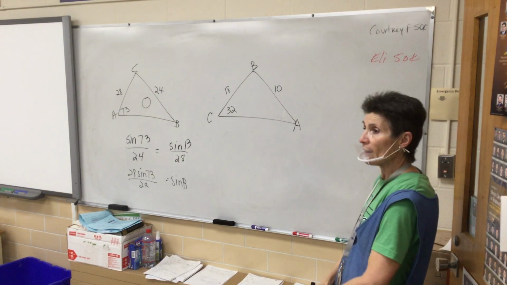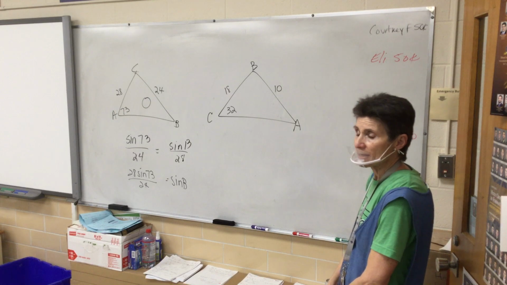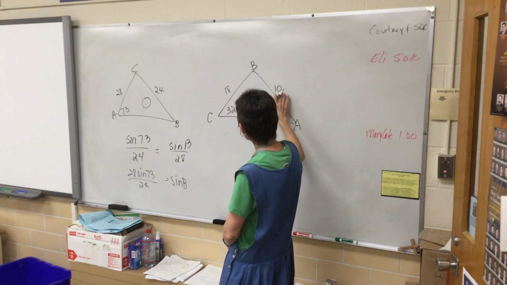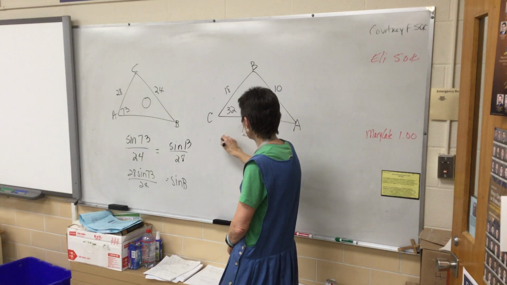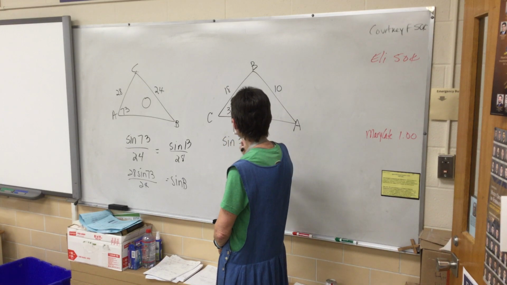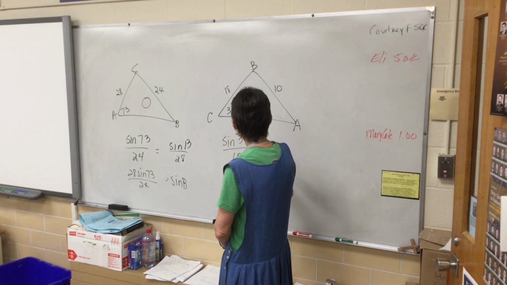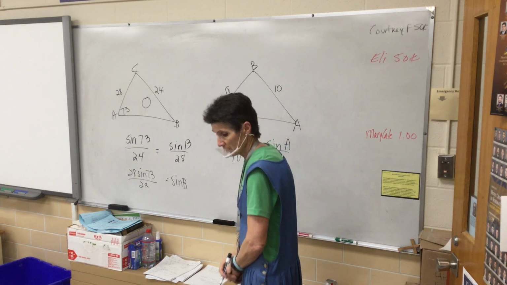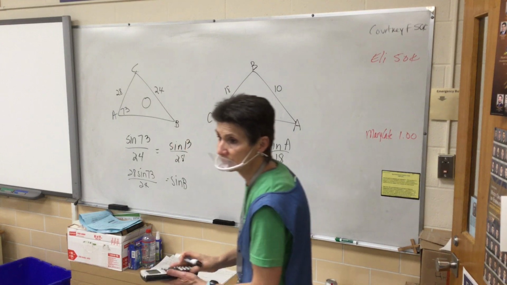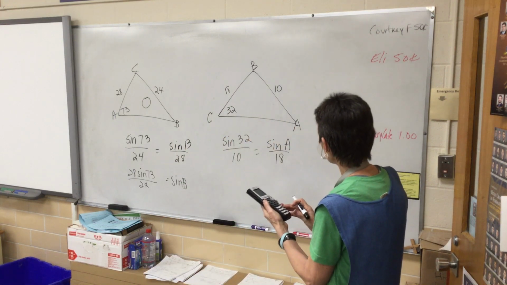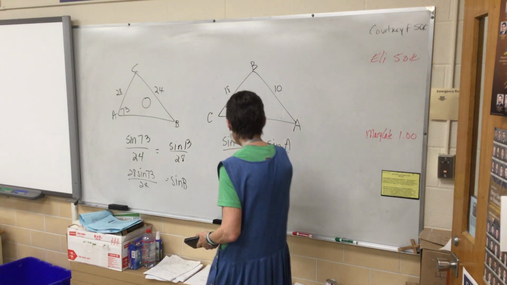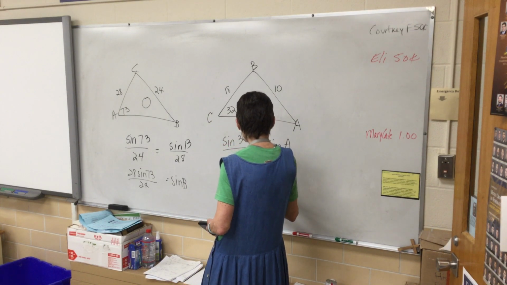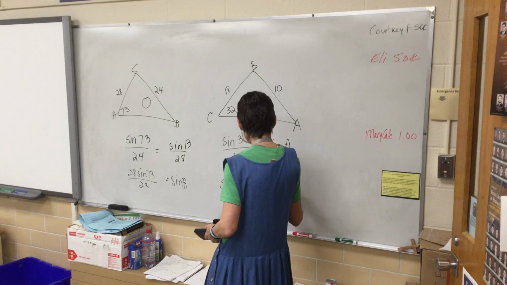Now, remember, where I put my angles doesn't matter as long as I make sure the sides are matched up with them. All right, so here we go. Same thing. Sine 32 over 10 equals sine A over 18. That okay with everybody? So now I'm going to solve for sine A. So sine A is going to equal 18 sine 32 divided by 10.